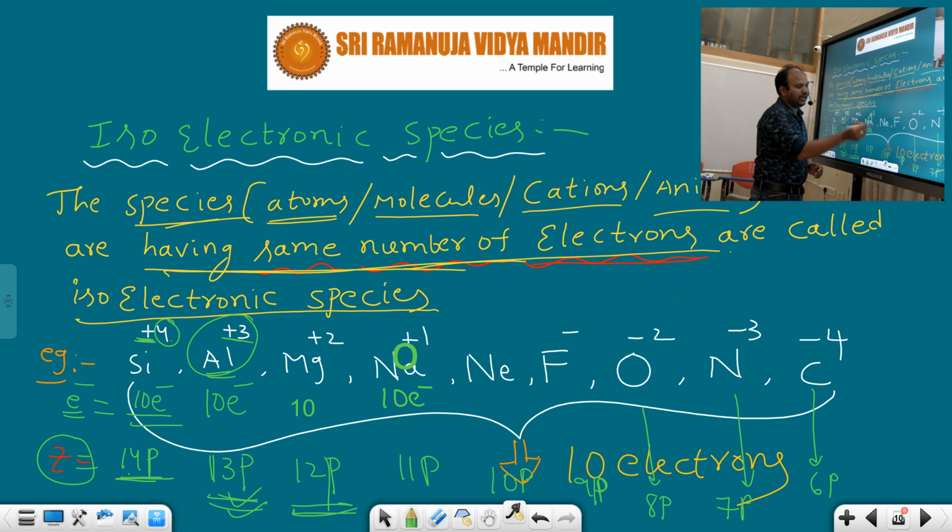Neon, there is no charge here on the neon. That's why charge is 0. Whenever charge is 0 on the atom, that is neutral. These are cations, positive charge ions. Whenever positive charge is present on the atom, these are cations. Whenever negative charge is present on the atom, those are anions. But if you look at the neon atom, there is no positive charge, there is no negative charge. That means charge is 0. Whenever charge is 0, this atom is neutral.